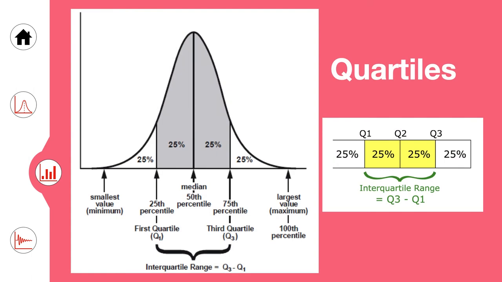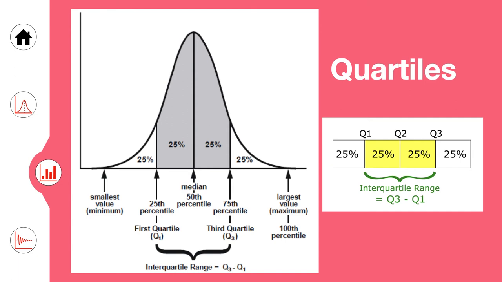Okay, let's go into the quartiles. There are always 3 quartiles in a data set, and they divide your data set into 4 equal parts, or 4 quarters. The first quartile, Q1, is the lowest quartile. The second quartile is in the middle, which means that it is the median, because it's in the middle of the data set. And the third quartile, Q3, is the highest quartile.